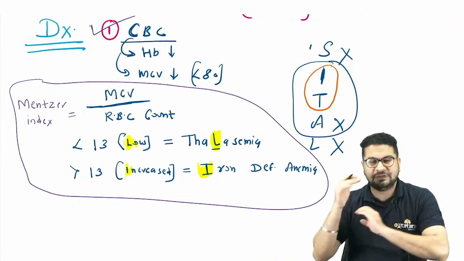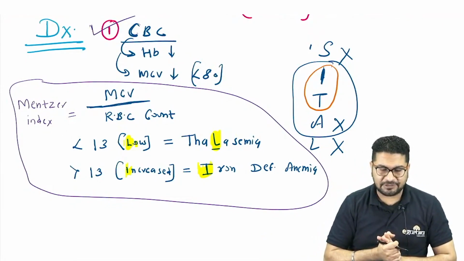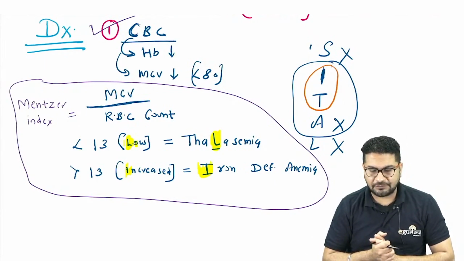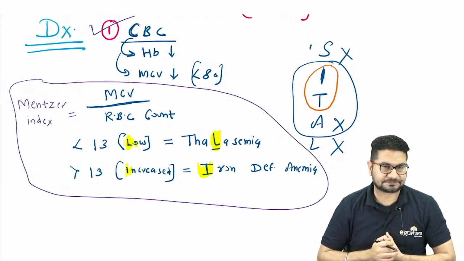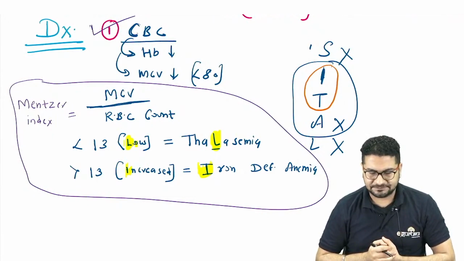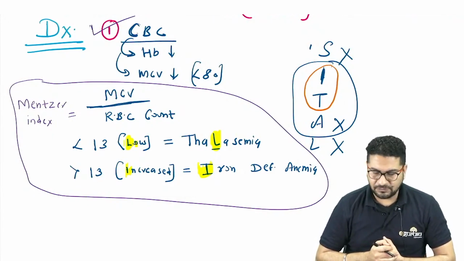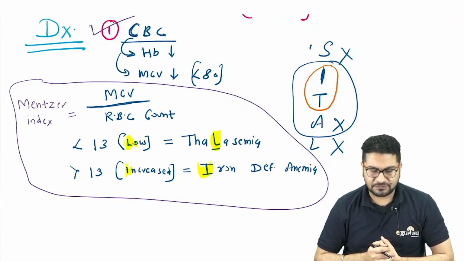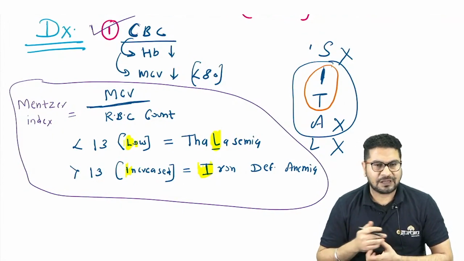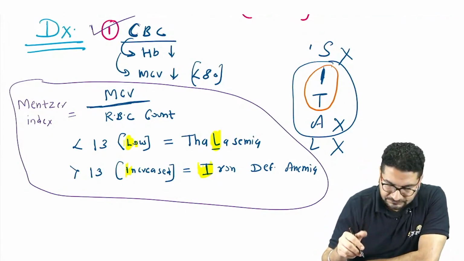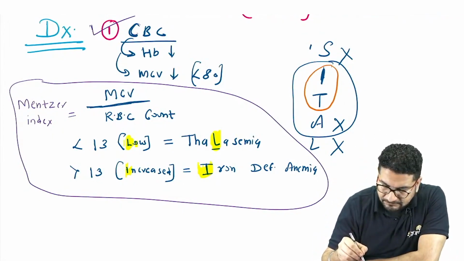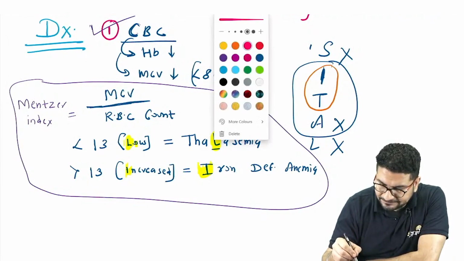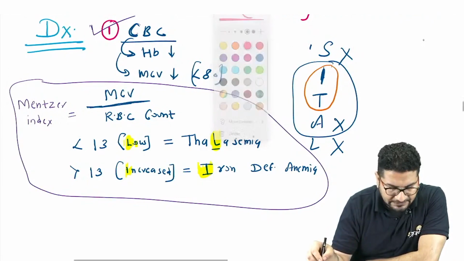So see, first get a CBC done. What do you calculate from the CBC? The Mentzer index. Am I clear? If values are low, thalassemia. If values are more, iron deficiency anemia. Clear? Okay, next.